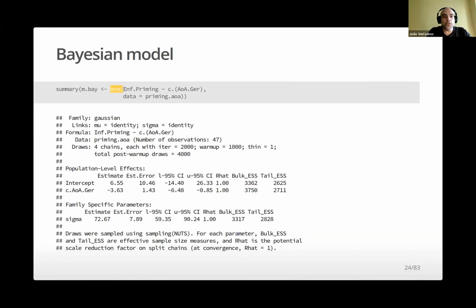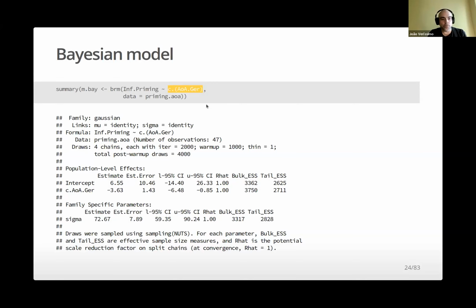What we do then is we run our Bayesian regression model. Again, exactly the same formula. We predict inflectional priming from the centered predictor of age of acquisition of German. And that's all we need to do. If you're running the script, this function will call the model that is already fitted, because we can tell it where the model is in terms of its file name, and so it will retrieve that. Because it's already fitted in the same folder, you will be able to load the fitted model instead of waiting.